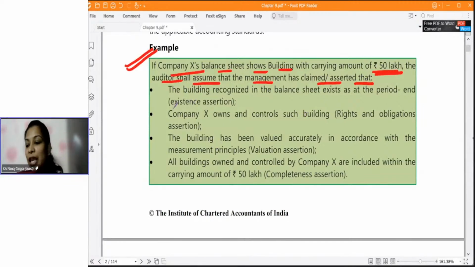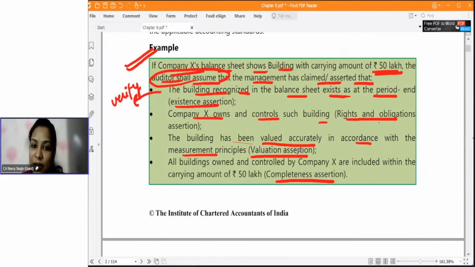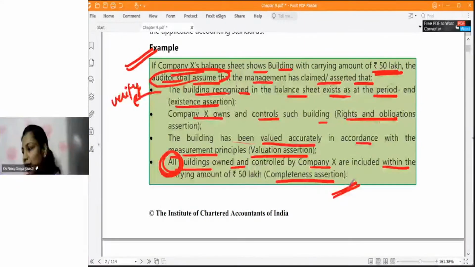What all assertion? Existence assertion, rights and obligations assertion, valuation assertion and completeness assertion. ठीक है? So the building recognized in the balance sheet exists at the period end. है ना? तो ये क्या है? Auditor is going to assume that, and assume करके auditor is going to verify this also. How? By performing audit procedures. Company X owns and controls such building, rights and obligations. The building has been valued accurately in accordance with the measurement principles is what? Valuation assertion. All buildings owned and controlled by the company are included. See, the keyword is all here. Completeness assertion. ठीक है? Is it clear?